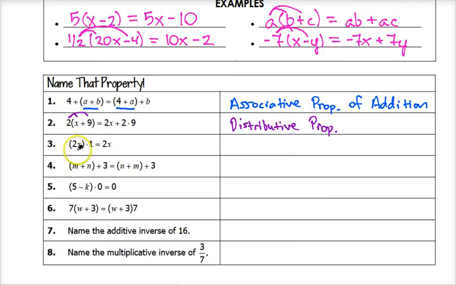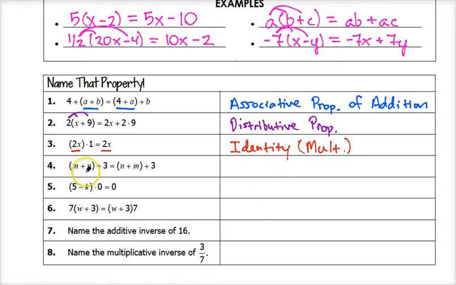Number 3, we have 2x times 1 equals 2x. Anytime what you start with, you're taking what you start with times a number to get what you started with, that's the identity property. Okay? Or you can think about anything times 1 would be an example of the identity property, and that's the identity property of multiplication.